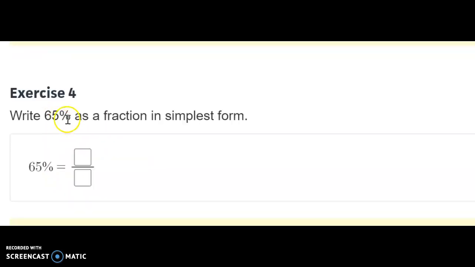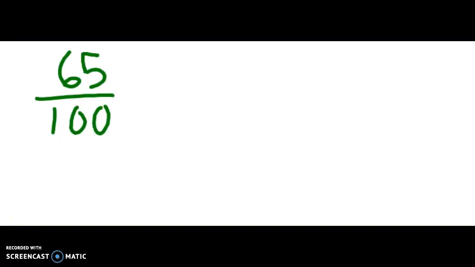We're going to write 65% as a fraction. Remember, percent means of 100, so 65 of 100. And so 65 over 100. And we know that this is not reduced because we know that something goes into 5 that can also go into 10. So let's just do 5 first.